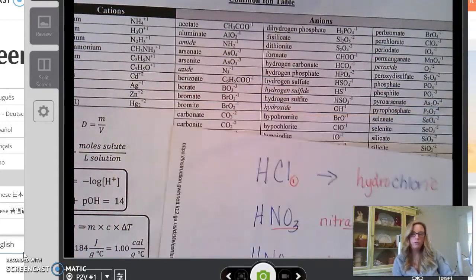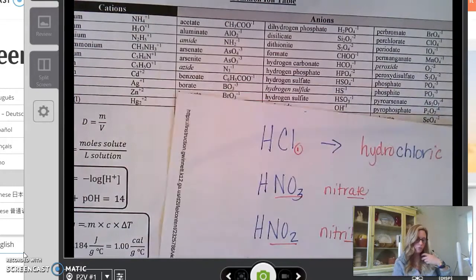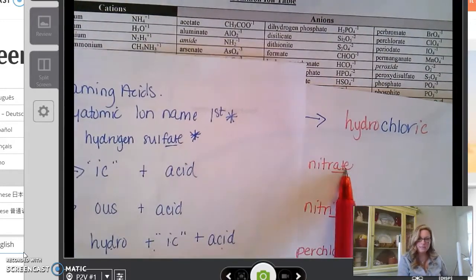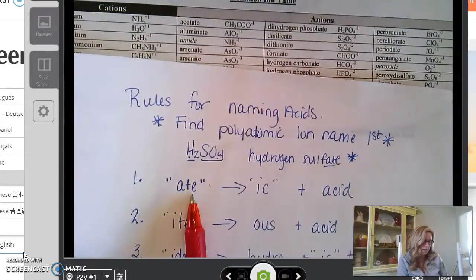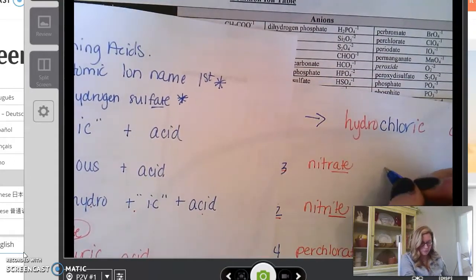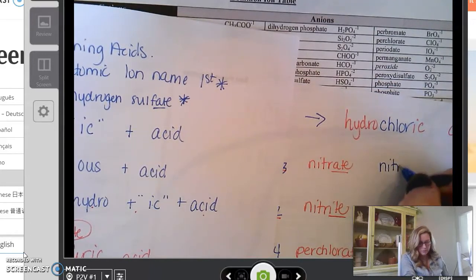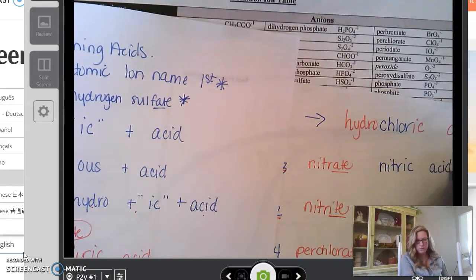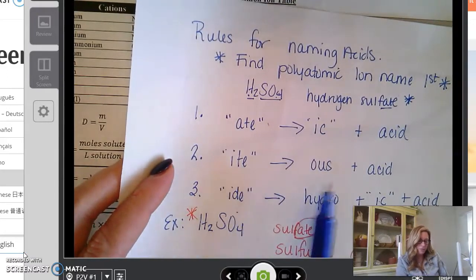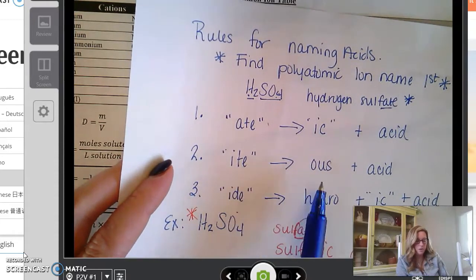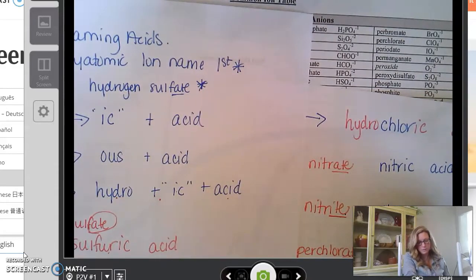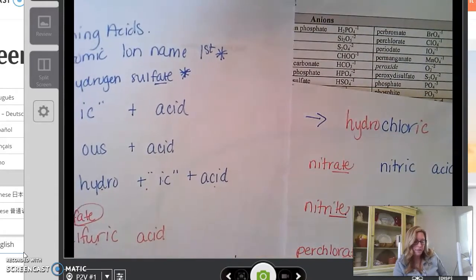Now that I've done that, I don't need this right here anymore. So I'm going to look for the ending of this. I'll go back to my rules. The first one ends in ATE. So I'm going to look at ATE. Okay, ATE, I'm going to switch it to ic. So I'm going to say nitric acid. Okay. The second one ends in ITE. So for ITE, I'm going to switch the ending and get rid of ITE. I'm going to make it OUS acid. So nitrous acid. And the last one is perchlorate.